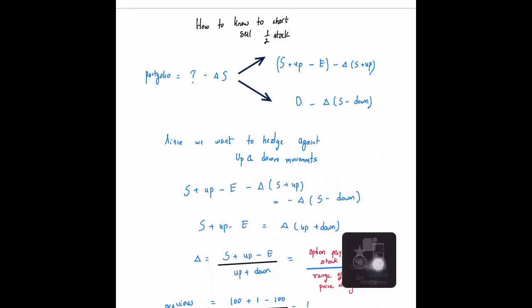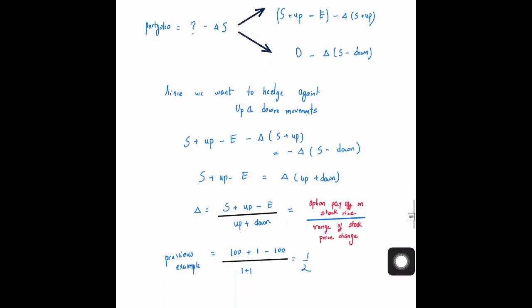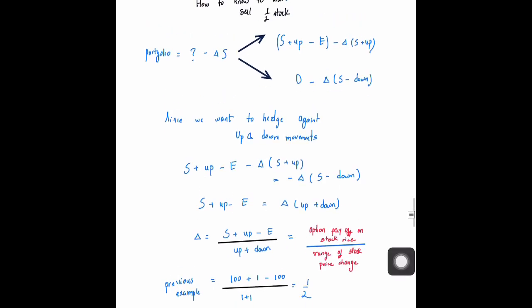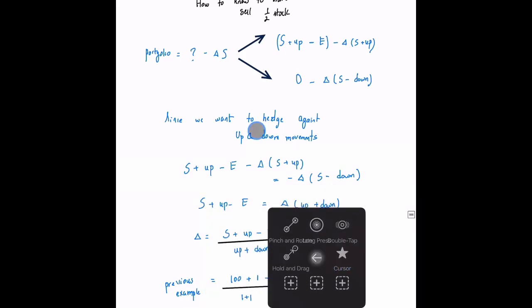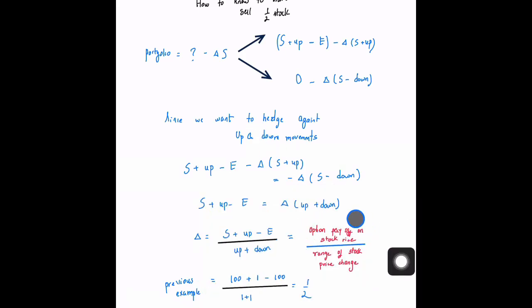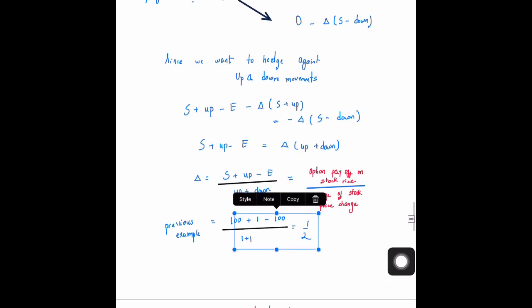In the previous example, what we knew is that the option payoff was just 1 unit, and the range of stock price changes was 1 plus 1 equal to 2. So that's why the fraction of the stock that had to be sold was 1/2.